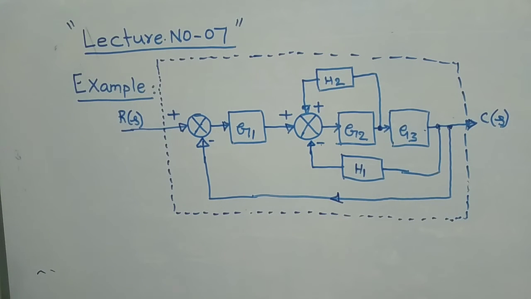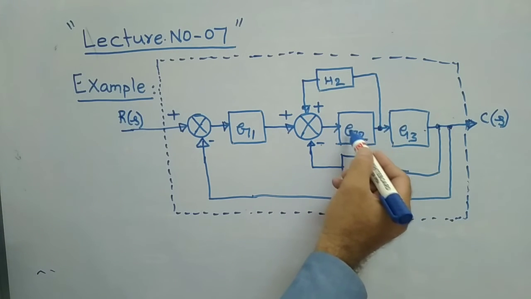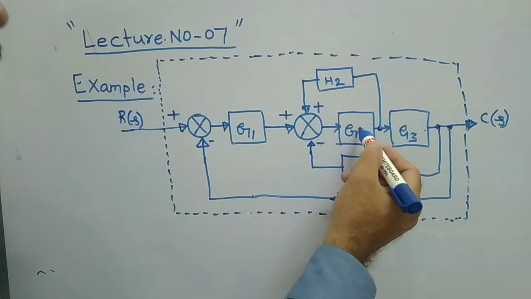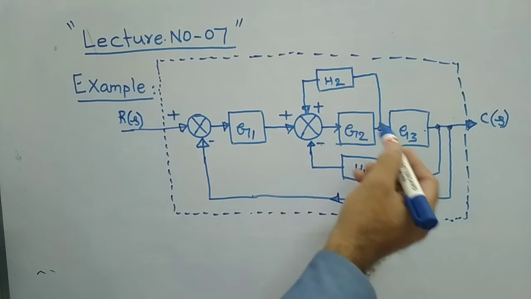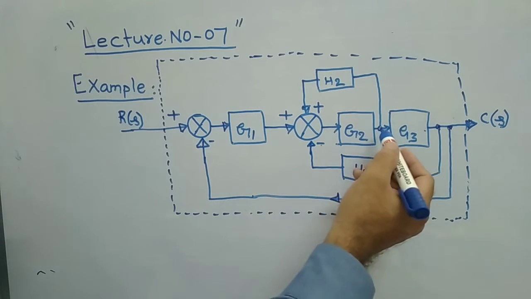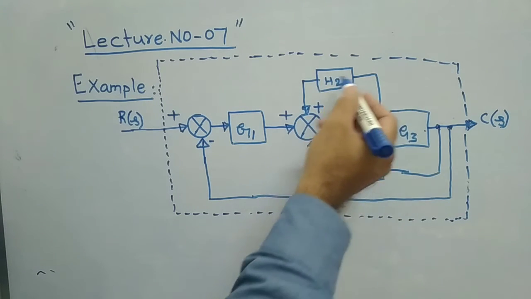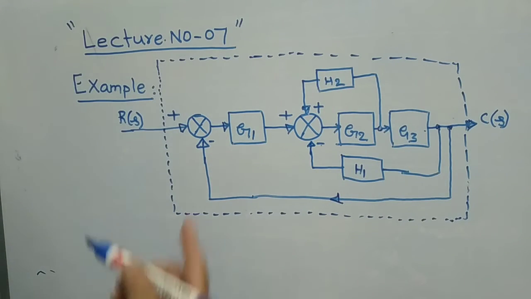Now is there any other loop you are able to see in this problem? Obviously, after the block G2 you have a takeoff point. From there, this is again output only, the output of G2. Whatever is available after G2 we can consider as output. So the output of G2 is fed back to this summer with the positive sign. Positive means it is a positive feedback loop. Clear? So there are three loops.